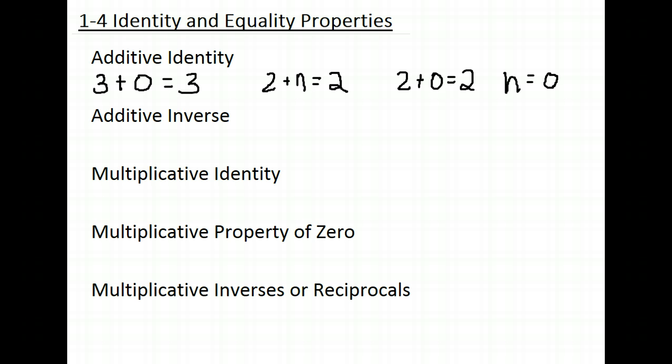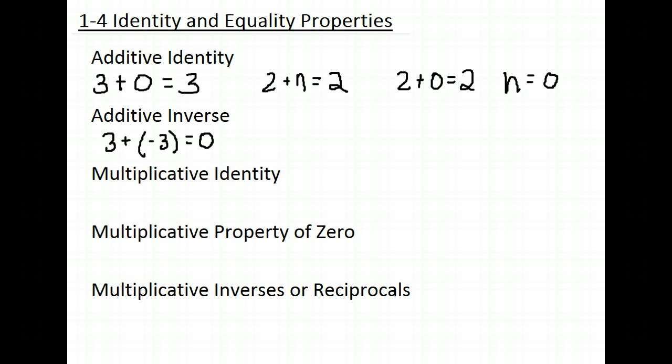Okay, additive inverse. Two numbers with the sum of 0 is the additive inverse. So what does that mean? Two numbers that add up to equal 0. So that would be something like 3 plus, open parentheses, negative 3, close parentheses, equals 0.